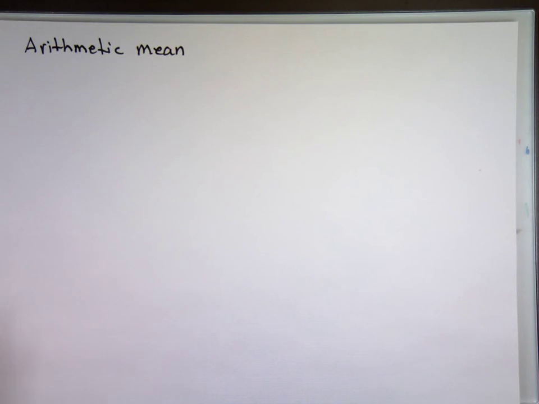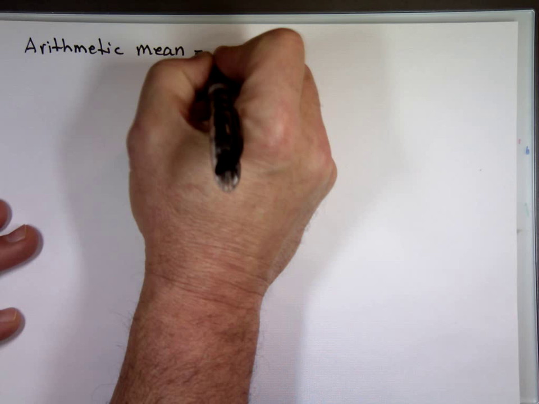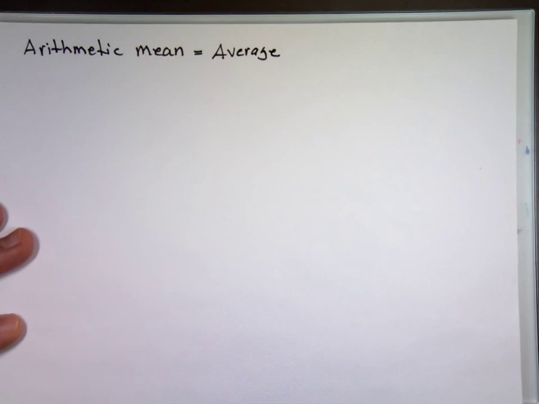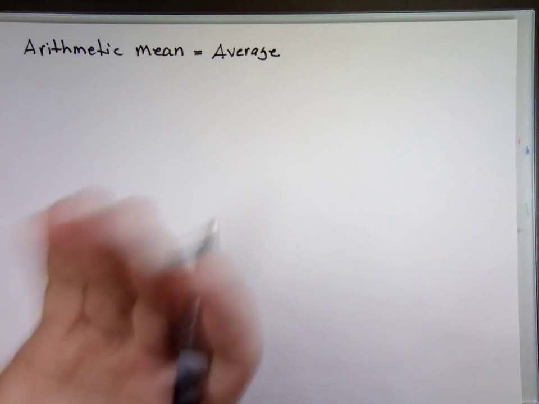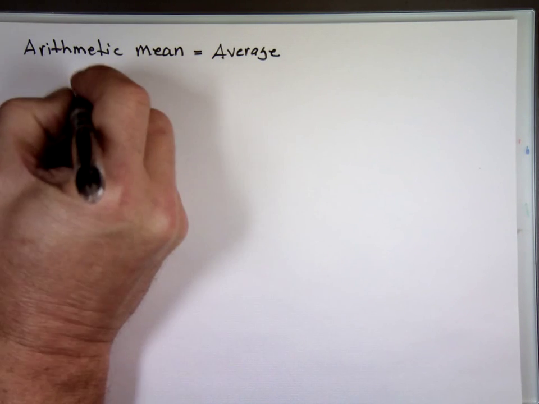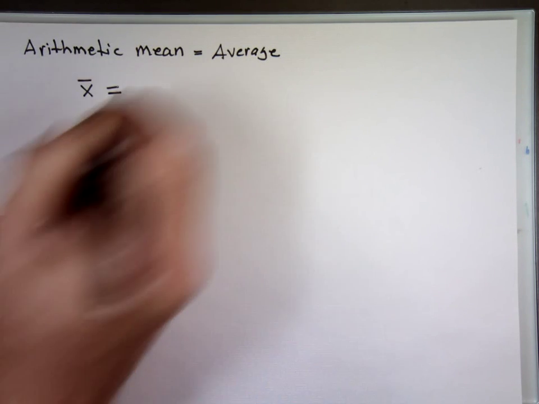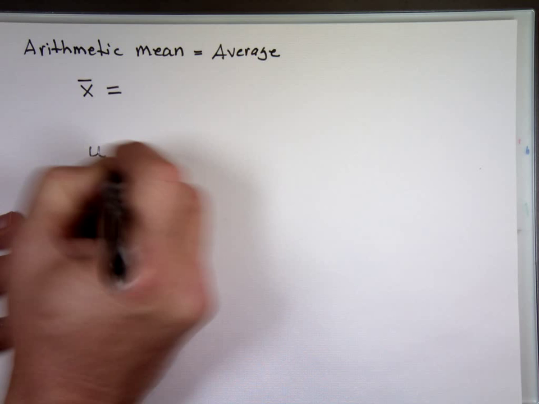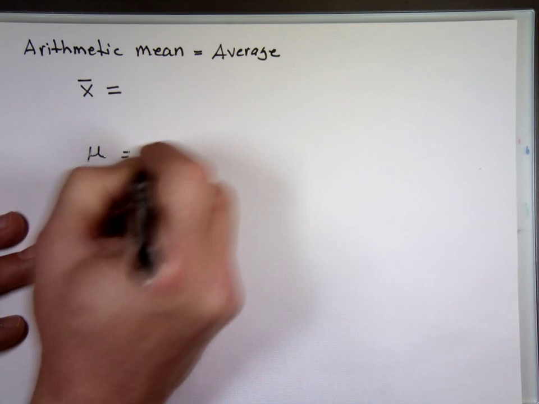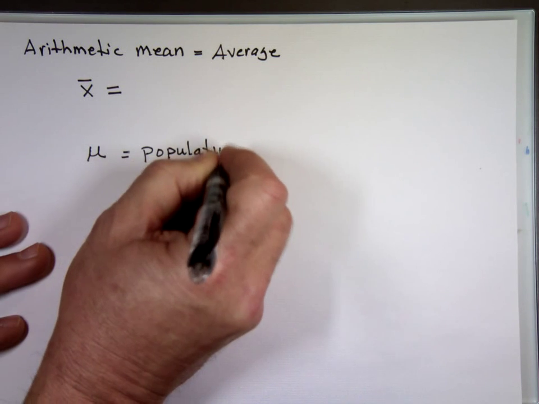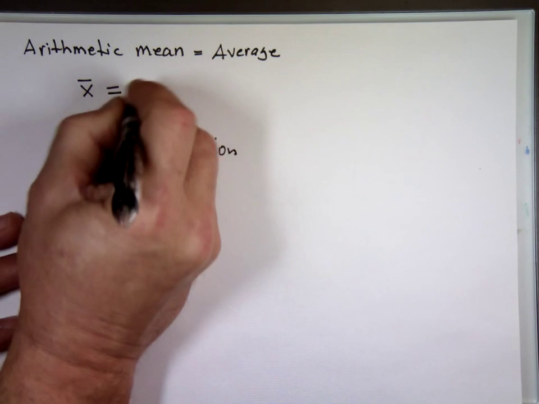So arithmetic mean, which I said the mean means what? Average. Now, are we talking about a sample or are we talking about population? If we're talking about a sample, we use X bar to represent the mean. Population, we use mu. This is for population. And this one for a sample.